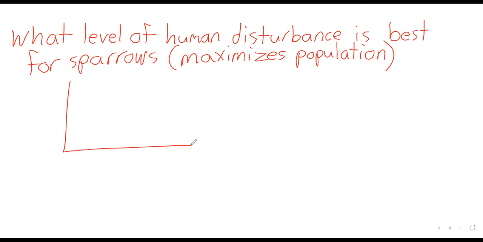So this quadratic, if we only look at it in its first quadrant, looks like this. There's extinction if there's too little human disturbance, and there's extinction if there's too much human disturbance. And then there's a level of human disturbance that maximizes the population. This is the vertex of the parabola.